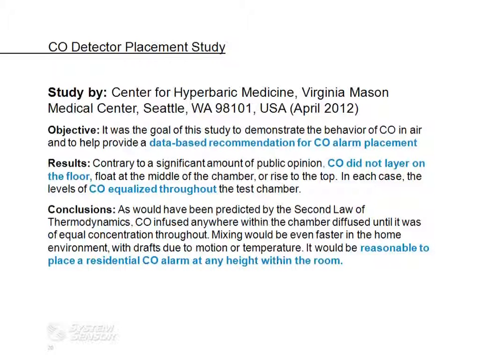And what they want to do is take a look using data and come up with some recommendations of where a CO alarm or detector should be placed. And they found that as they did this study, CO did not layer on the floor, nor did it even hang out in the middle of the chamber or rise to the top. They found that it equalized in every single case throughout the entire chamber. So their conclusion is that it is reasonable to put a detector or alarm of carbon monoxide at any height within a room. So hoping that clarifies it.